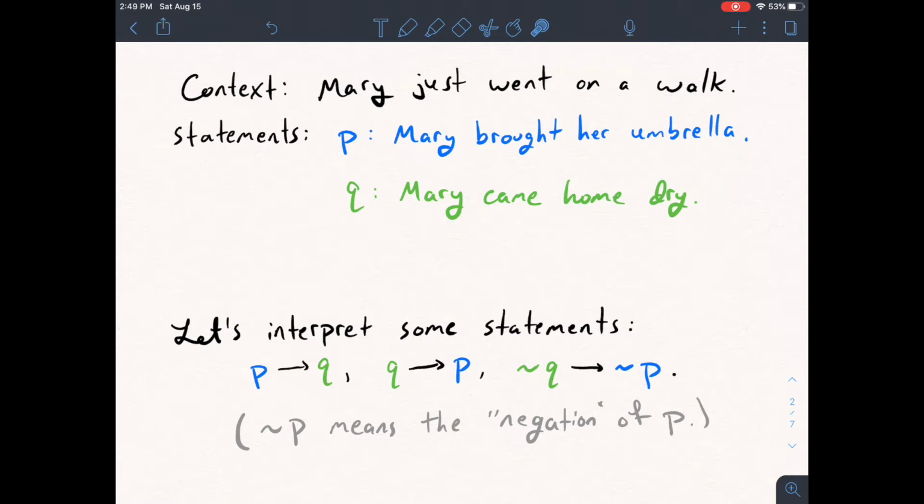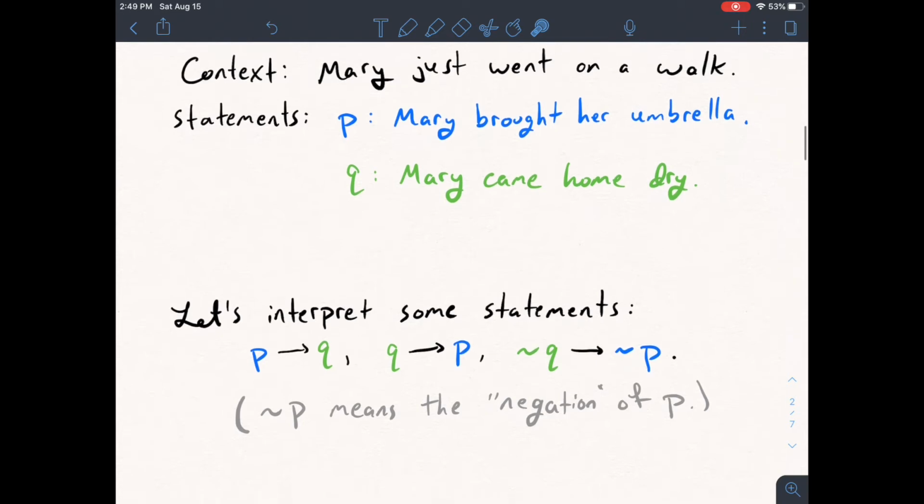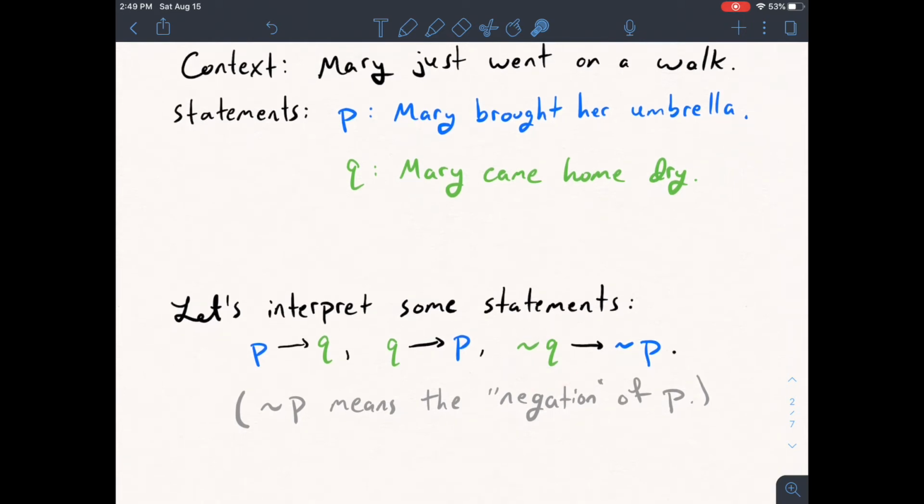I'll talk more about this later, but basically what this tilde does is it takes the statement P and makes it false. So if P says Mary brought her umbrella, tilde P would be Mary did not bring her umbrella. And if Q is Mary came home dry, then tilde Q would be Mary did not come home dry, Mary came home wet. So that's what this negation does.